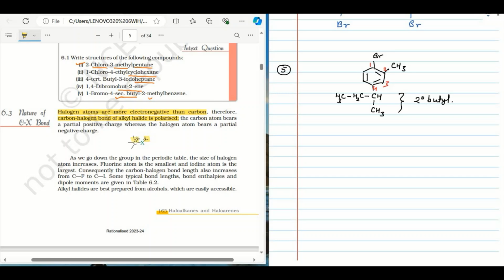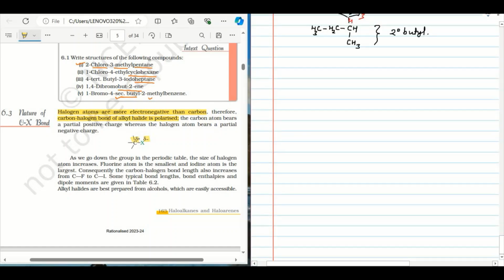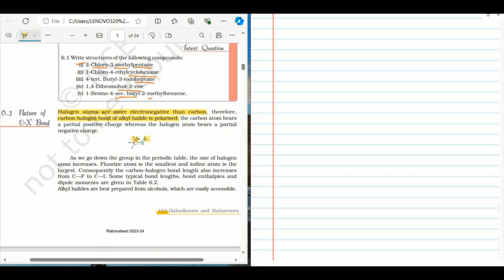As we go down in the group in the periodic table, the size of halogen atom increases. Fluorine is the smallest and iodine atom is the largest. Consequently, the carbon-halogen bond length also increases from carbon-fluorine to carbon-iodine. Some typical bond length, bond enthalpies and dipole moments are given in the table 6.2. So let's try to understand it.